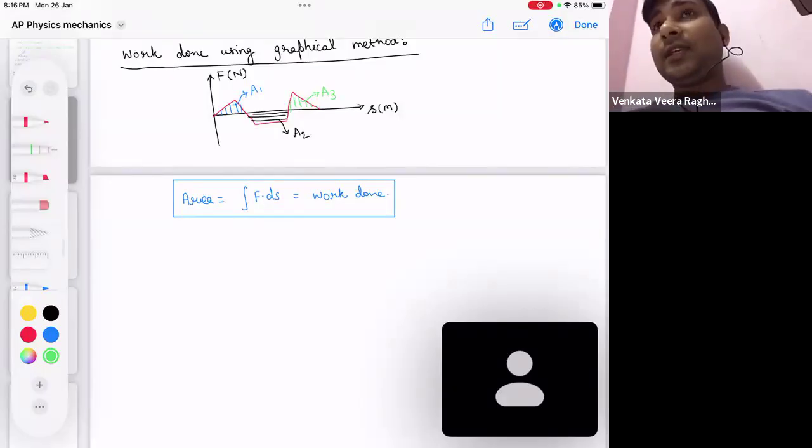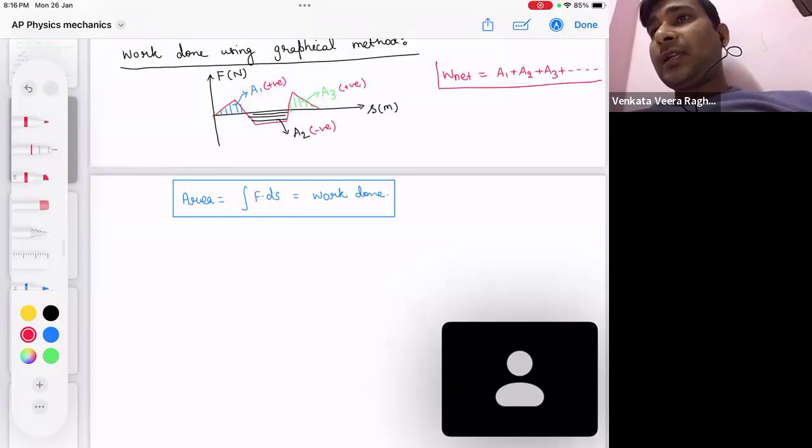So whenever we are calculating the area, we must think about the sign, because this integration is the area. Area represents the work done, and work done can be positive or negative. Which area will you take positive and which negative? Area above the axis we take as positive, and below the axis we take as negative. So can you tell me the net work done here? A1 plus A2 plus A3 plus A4, like that.